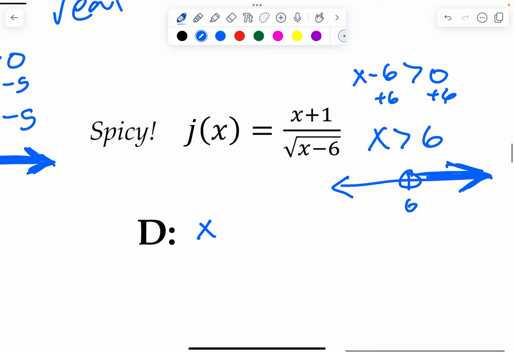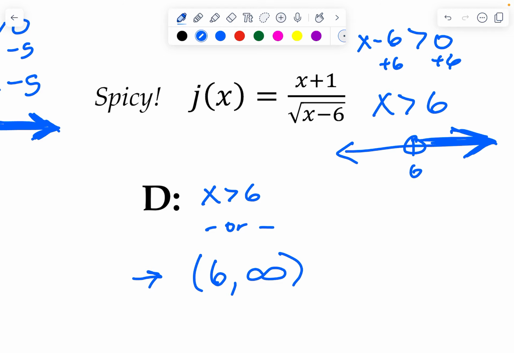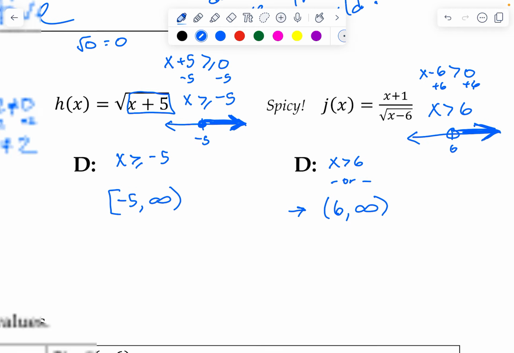So we could say the domain is x is greater than 6, or you could use that notation, 6 to infinity. I think I'd like you to practice interval notation the most, unless I tell you otherwise. Okay, and there's that one.